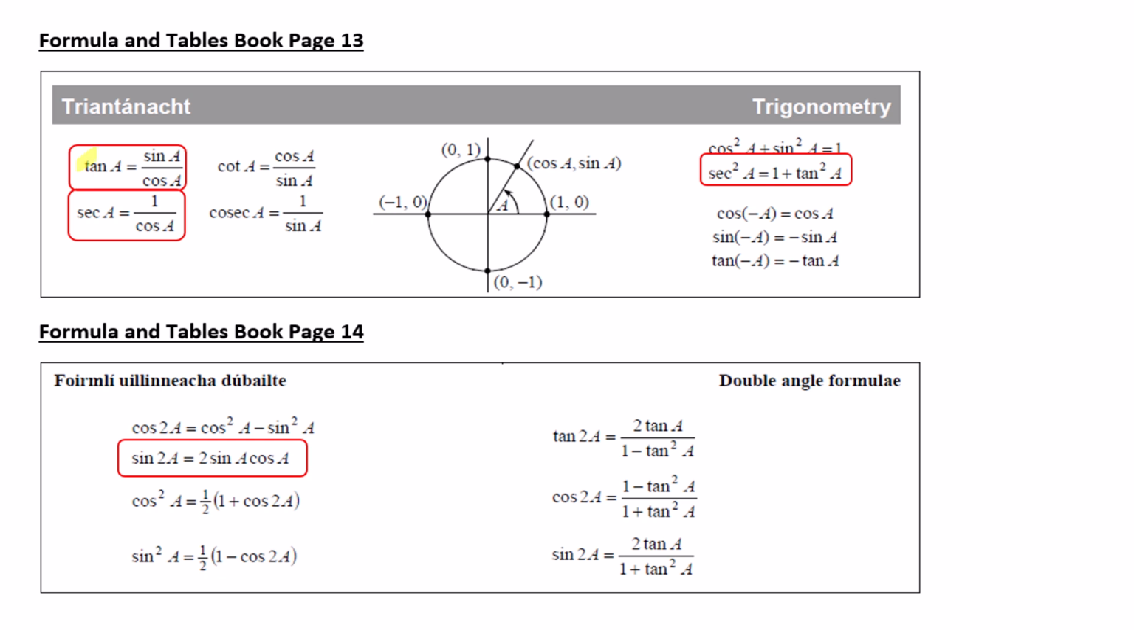So the first one is really straightforward. It's there on page 13. Tan A is sine A over cos A. Second one is on page 14. It's at the bottom. It's the double angle formula. So sine 2A is equal to 2 sine A cos A.